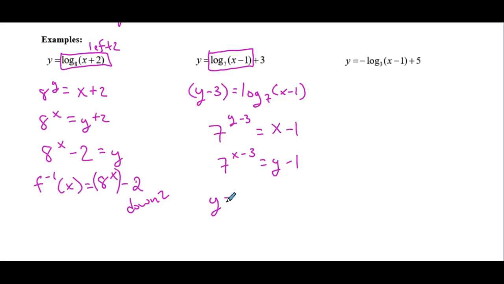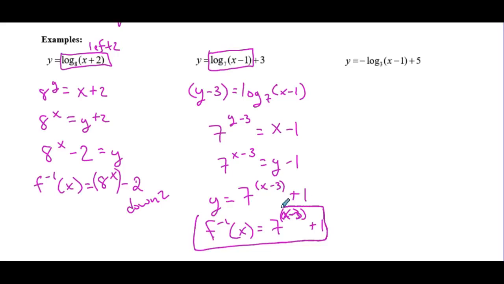So I'm going to get y equals 7 times x minus 3 plus 1. And then if I'm going to rewrite it in inverse notation, I'll say f to the negative 1, the inverse of f of x is 7 x minus 3 plus 1. Write that a little neater. All right, and that is my inverse, right?